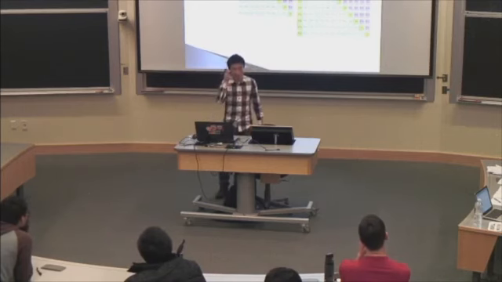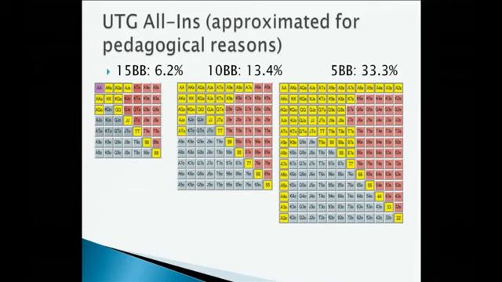So this is under the gun all-ins. It's a bit approximated, but with 15 big blinds, I know I recommended not to go all in, and I think that's a good recommendation, but let's say you told the computer they were forced to go all in with 15 big blinds and they had to calculate the Nash equilibrium. This is what it would spit out. It would say you go all in with this 6.2%, and with 10 big blinds, it's 13.4%. With 5 big blinds, it's 33.3%.